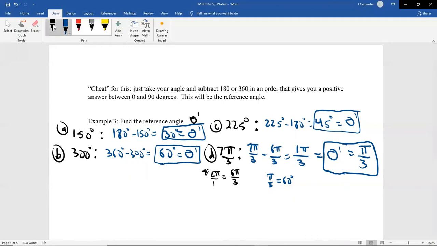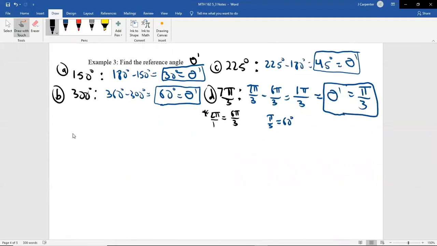All right, now we're ready for big boy problems, big girl problems. Example 4. Evaluate the trig functions.